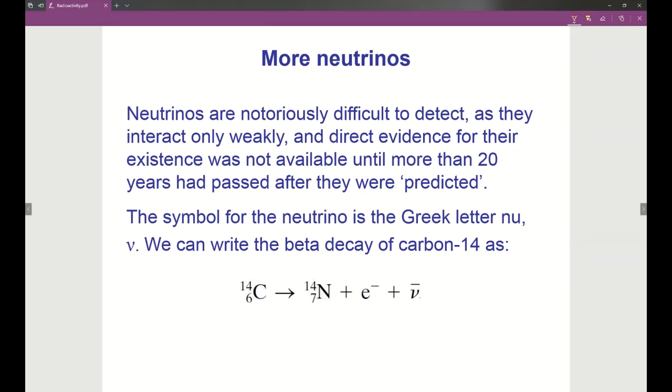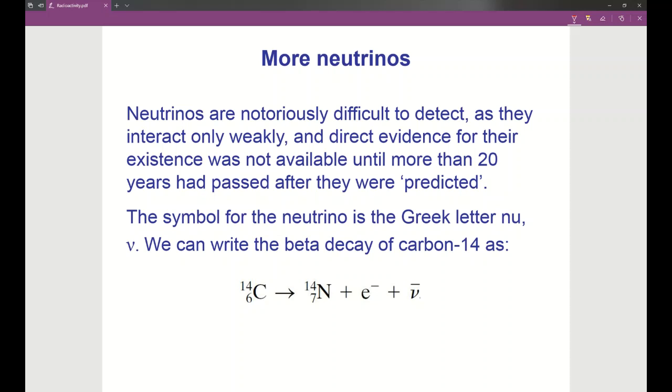In fact, neutrinos produced by the sun are passing through your body every second, around trillions of them. And you can't feel them because they just pass directly through things. We know they travel at the speed of light, and we know that they're massless. And direct evidence for their existence wasn't available for more than 20 years after they were predicted. These were very, very slippery snails. The symbol for the neutrino is the Greek letter nu, here denoted by this weird V-looking thing. That isn't a V, I promise you.